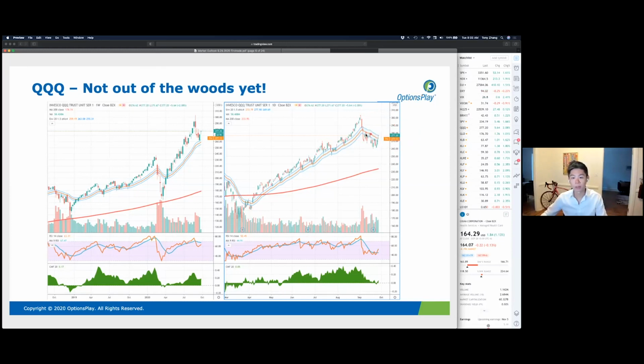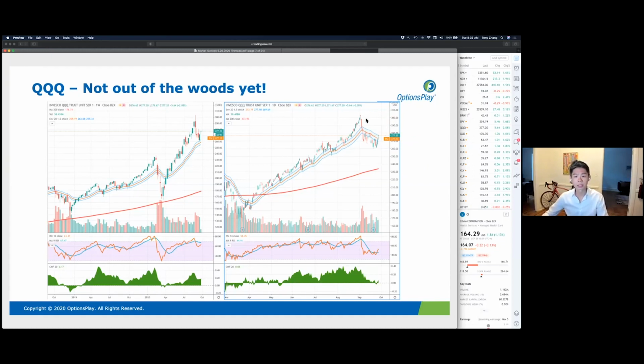But we could see a failure here at the 280 level. So this is the level that I would pay attention to. Below 280, I'm still more in the neutral camp. Above 280 is when I would get back into the resumption of that bullish trend.